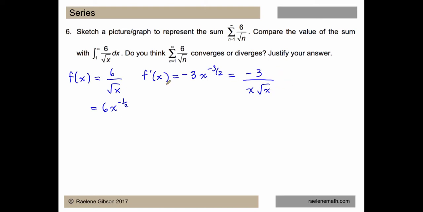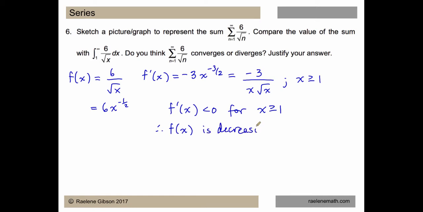And if we take values of x to be greater than or equal to 1, we know that the denominator will always be positive, and therefore the derivative will always be negative. This tells us then that the original function f of x will be decreasing on the domain of x greater than or equal to 1, which means that the sequence terms of 6 over square root of n for the integer values n equals 1, 2, 3, etc.